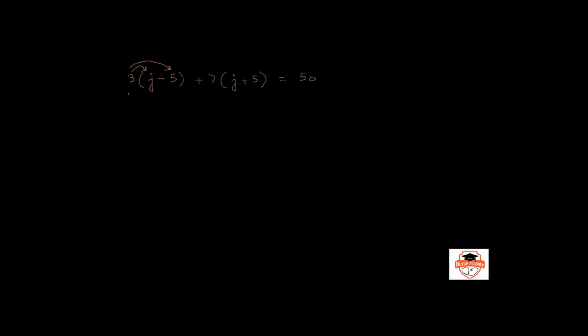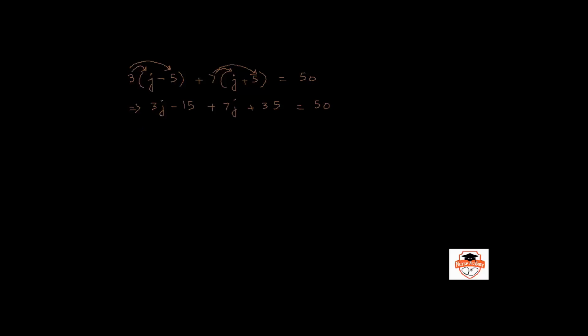So we have 3 times j is 3j, and 3 times negative 5, or a positive 3 times negative 5, is negative 15. Plus, let's do the same with this 7. 7 times j is 7j, plus 7 times 5 is 35, is equal to 50 on the other side. Let's combine the like terms.